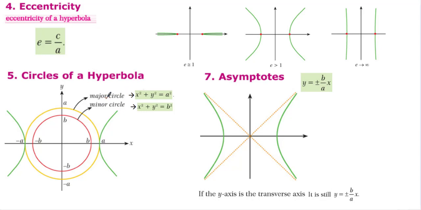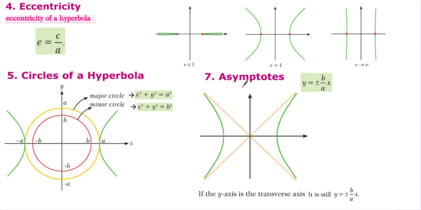You are understanding what the major and minor circles are. The major circle is on the transverse axis, and the minor circle is on the inside, with the length of the conjugate axis. With respect to that, we are defining the last one, c: a square plus b square is equal to c square.